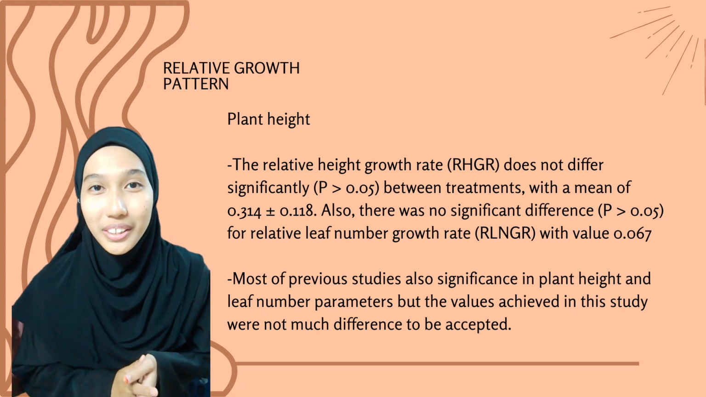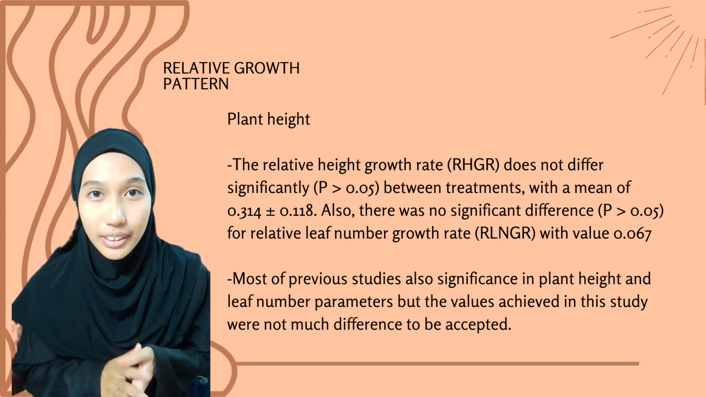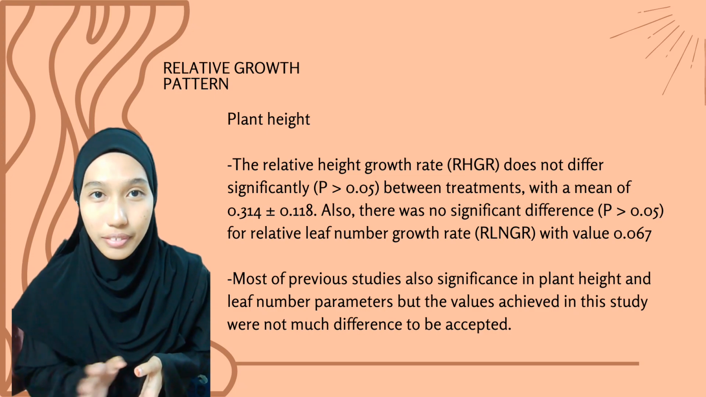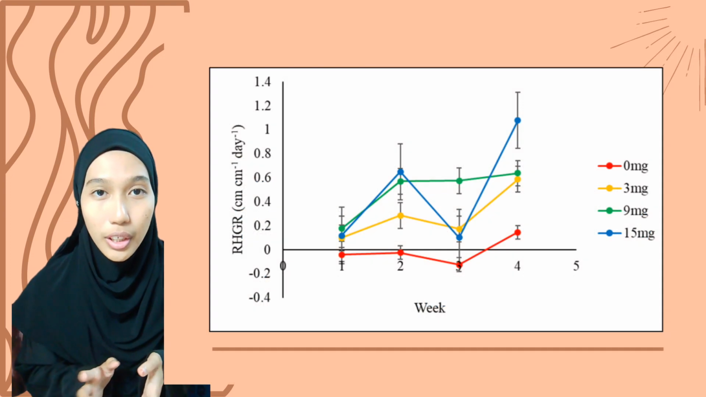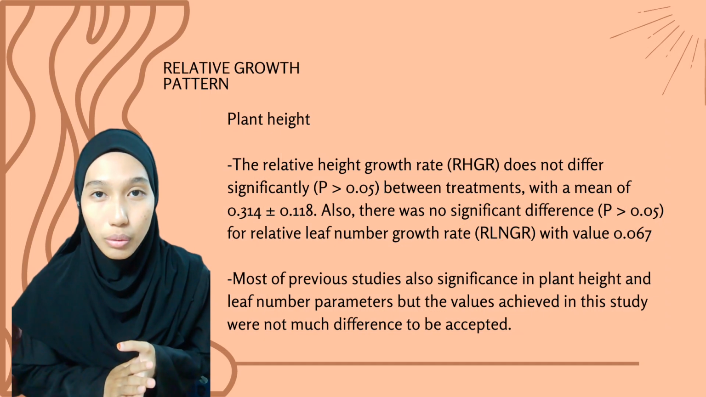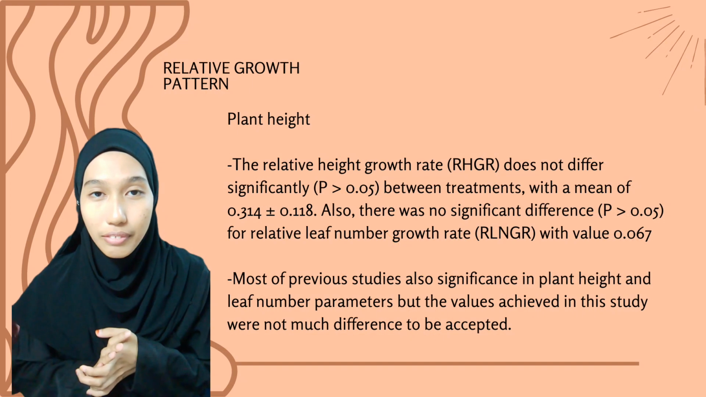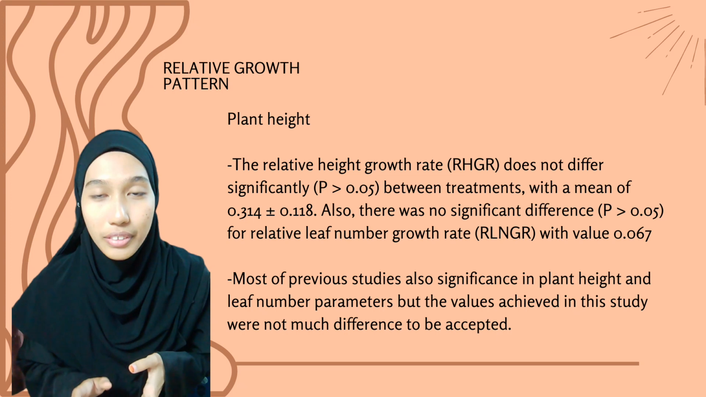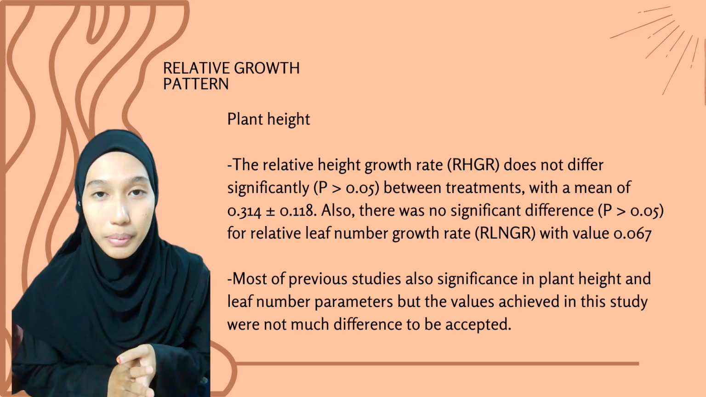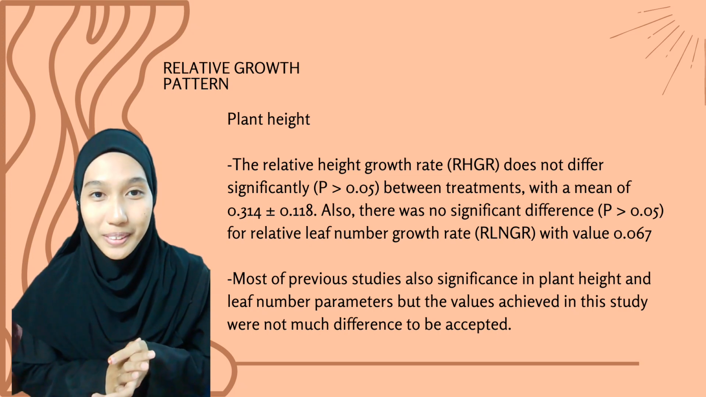Next, I will continue to the relative growth rate. For plant height, the relative height growth rate does not differ significantly between the treatments, with a mean of 0.314, and there was also no significant difference for relative leaf number growth rate, with a value of 0.067. Most previous studies found significance in plant height and leaf number parameters, but the values achieved in this study were not different enough to be accepted.